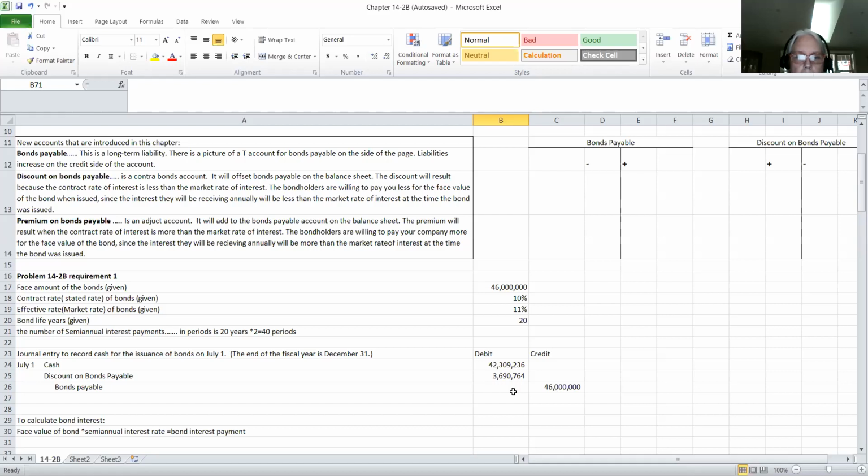The difference between the face value and the cash amount has to be a debit to get our journal entry to balance out. So you could call this a plug figure if you wanted to, but you will know that there's a discount because the cash you received is less than the face value. And I've got that explained to you up here in this part of the spreadsheet. So you'll want to study these terms carefully so you'll understand what is going on. So this is your first journal entry that you would make to record the issuance of bonds at July 1st.